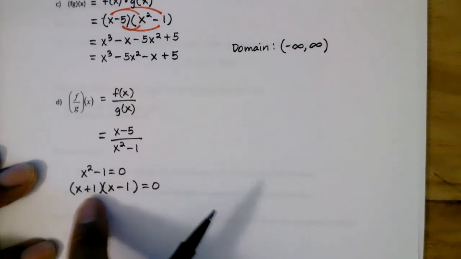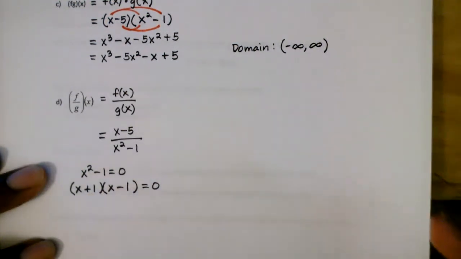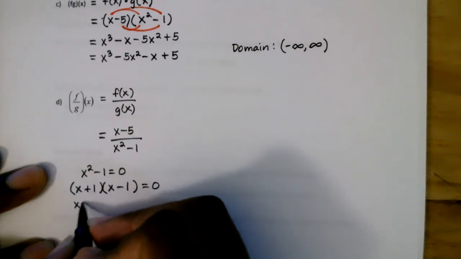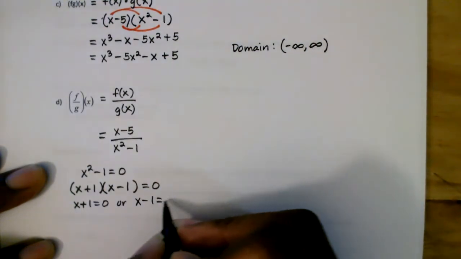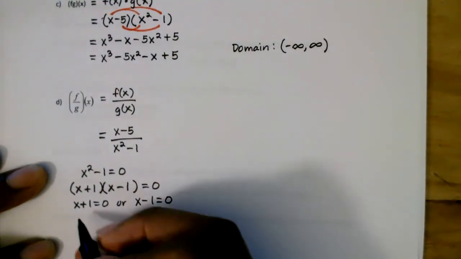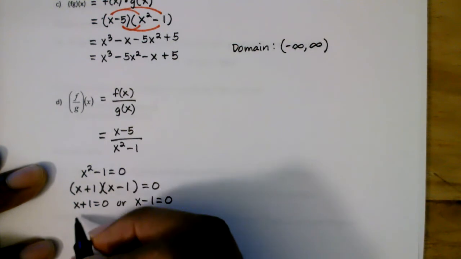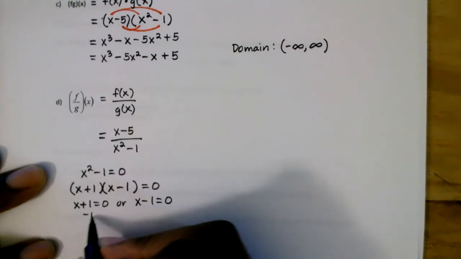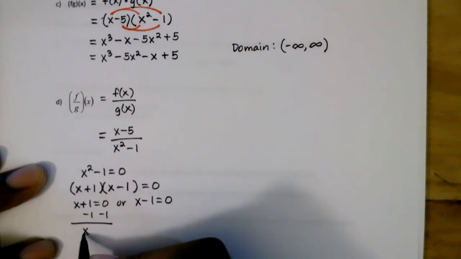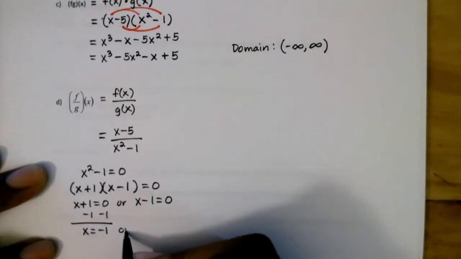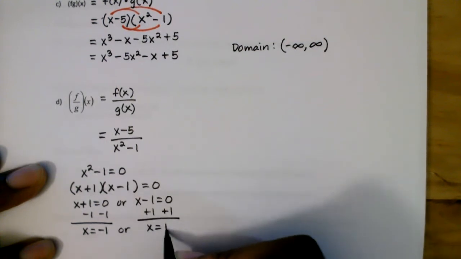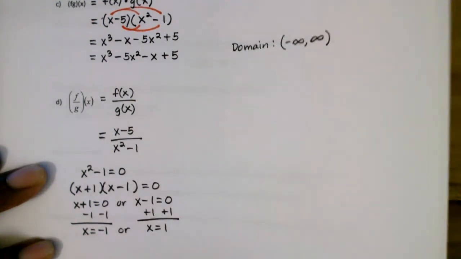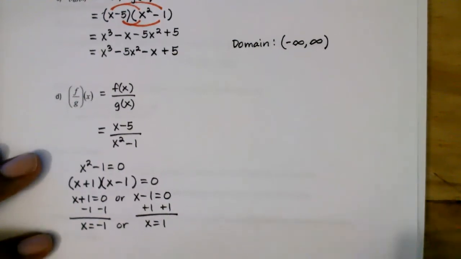And then we'll set each binomial factor equal to 0. So this means x plus 1 equals 0, or x minus 1 equals 0. And then for each equation, we'll solve for x. So for x plus 1 equal to 0, this means x is equal to negative 1, or for x minus 1 equal to 0, x is equal to 1. So at negative 1 and positive 1, I will get zeros in the denominator.